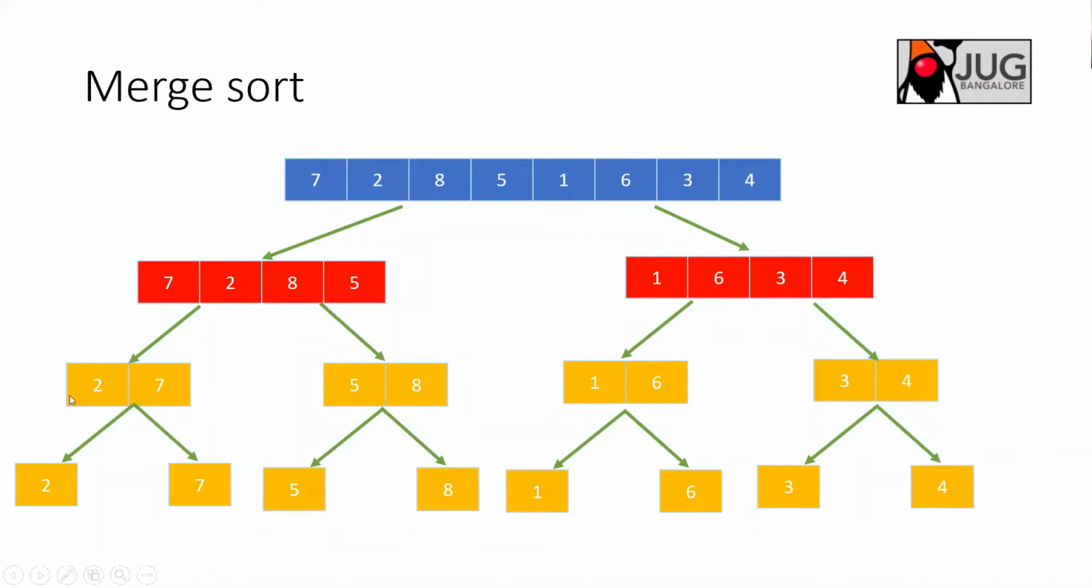So in the first iteration you will get something like this: 2, 7, 5, 8 and 1, 6, 3, 4 on the two sides. And then again, because you have been called from the functions, the main array calls merge sort onto this subarray, and then it calls merge sort onto this, and then you went further and you cannot call merge sort on this.